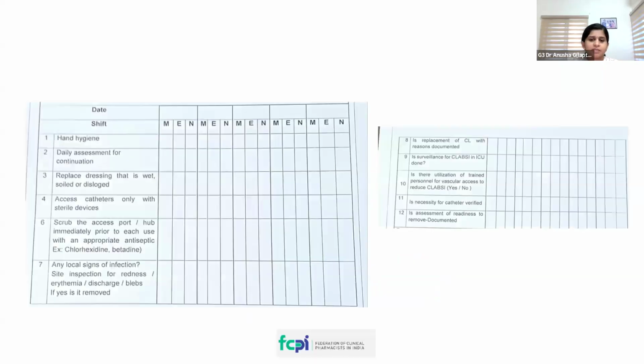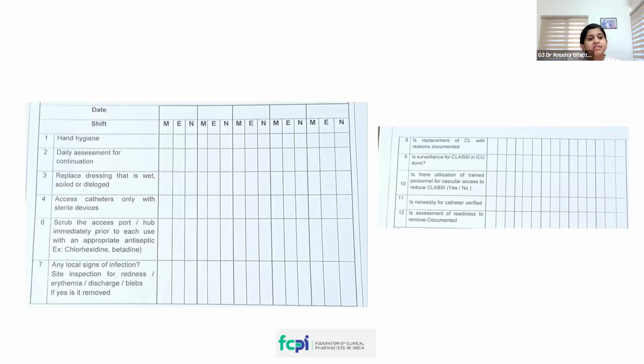Then you have daily assessment of the central line. So what are the daily assessments? Every day the nurse who is looking after that particular patient who has the CVC should check the following things. So what should she check? First of all, before she touches the central line, she should make sure that she is using hand rub. So hand hygiene must be maintained.